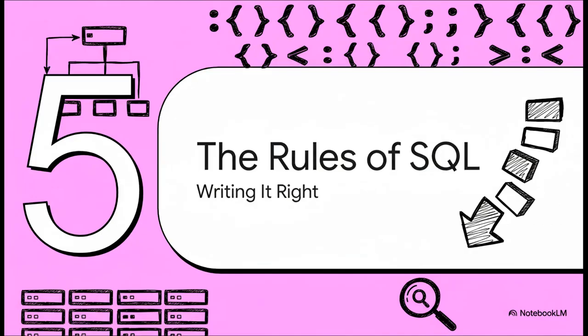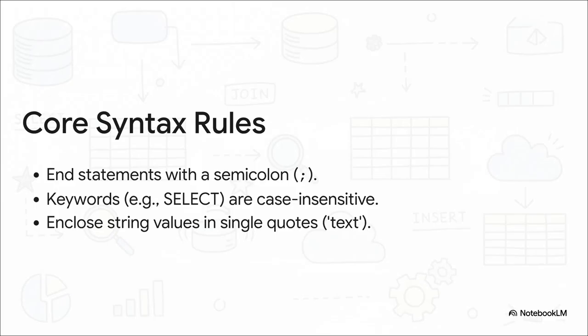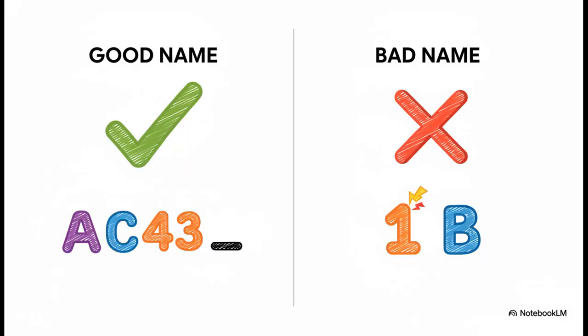I know this all might sound a little complex, but you'd be surprised how straightforward the basic grammar of SQL actually is. Let's just quickly go over the core rules so you can see what it's like to actually write it. Really, there are just 3 main rules you've got to remember. First, you end every command with a semicolon. Think of it like a period at the end of a sentence. Second, all the keywords like select or from, they're case insensitive. You can write them in all caps, all lowercase, doesn't matter. And third, any chunk of text just needs to be wrapped in single quotes. That's it.